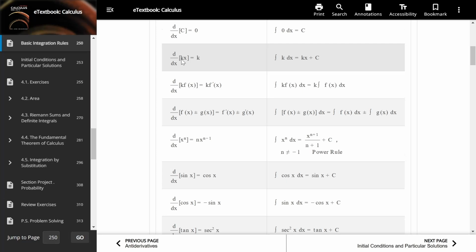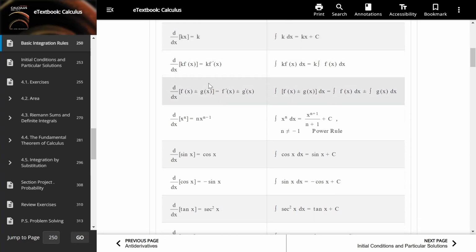If we look here, the derivative of k times x will be k, whereas the integral of k is just k times x, because we just return that x that we removed from differentiation here in integration, plus a certain constant. It's the same here. The derivative of k times a function is just k times the derivative of that function, which is k times f prime. Then the integral will also be the same. We can take the constant outside of the integral, and then we just integrate over f.